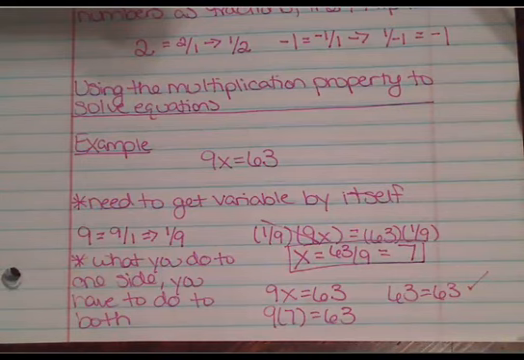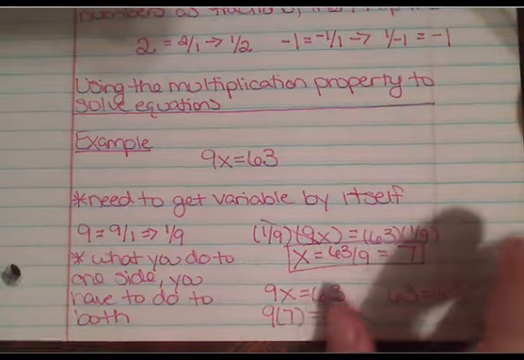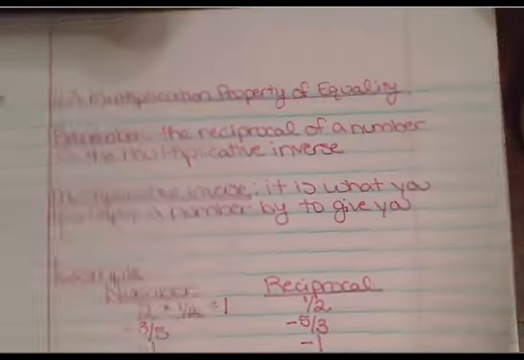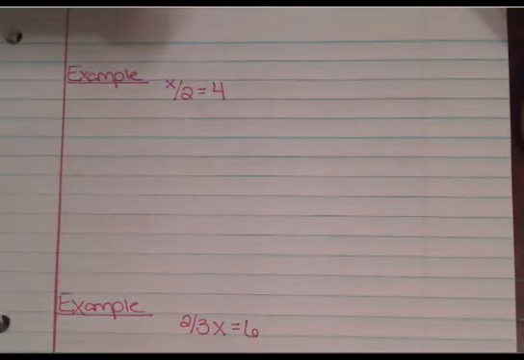Okay, let's do some more examples. Example number 2 says x over 2 equals 4.